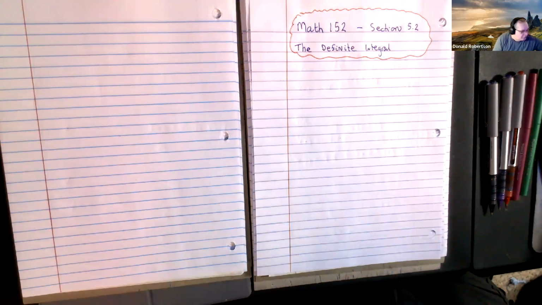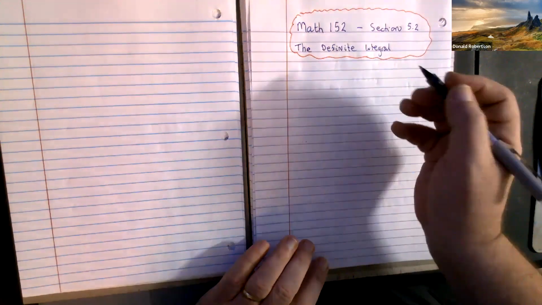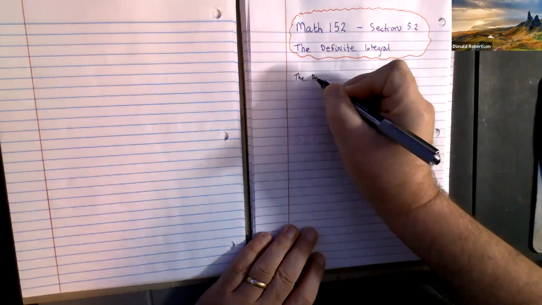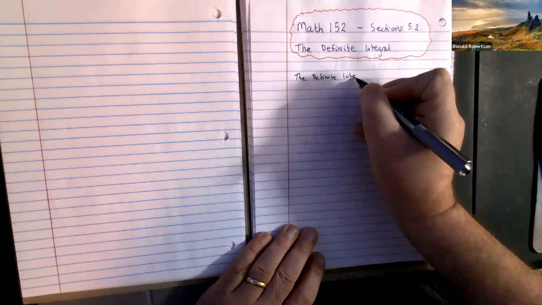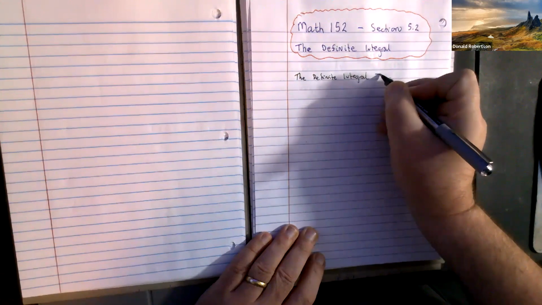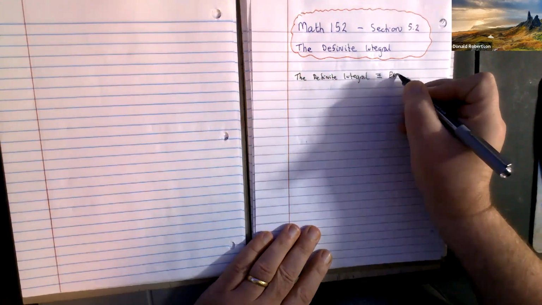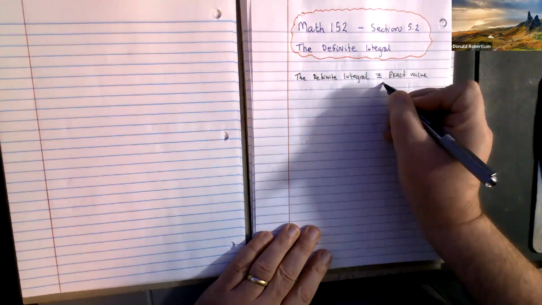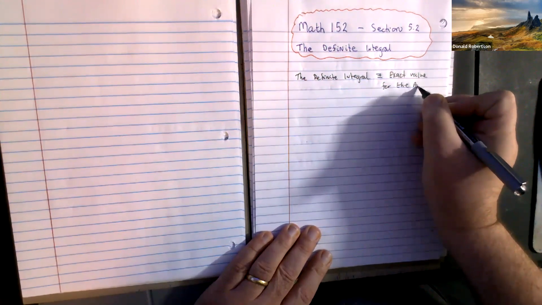Okay, so what we're going to look at is called the definite integral. It's not really that obvious what that is about. So essentially, the definite integral is the same thing as asking someone to find the exact value for the area under the curve. Yeah, we're still on areas under curves.